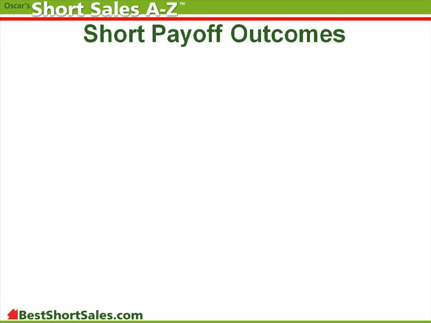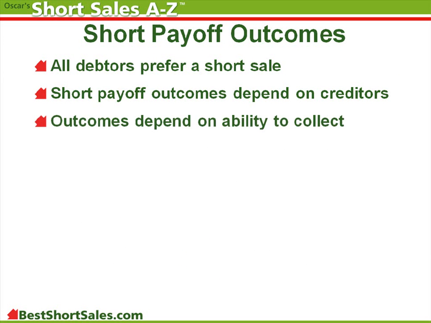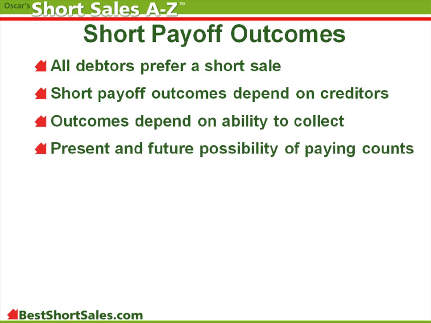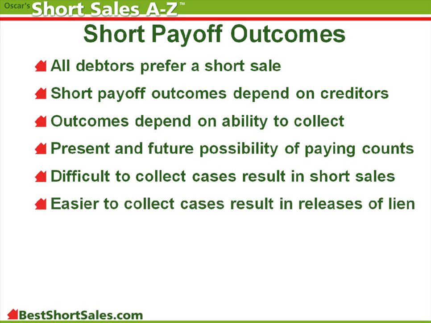Short payoff outcomes. Because of debt relief, all homeowners in foreclosure prefer a short sale, but this is not always possible. For the most part, short payoff outcomes depend on the creditors. A creditor's basis for selecting either a release of lien, short sale, or foreclosure depends mostly on the likelihood of successfully collecting the debt. The present and expected future financial capacity of the debtor will be taken into account. The more difficult to collect, the more likely the creditor will approve a short sale. The easier to collect, the more likely the creditor will only approve a release of lien.